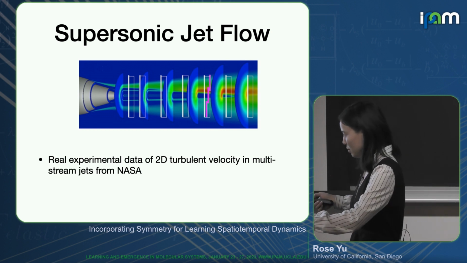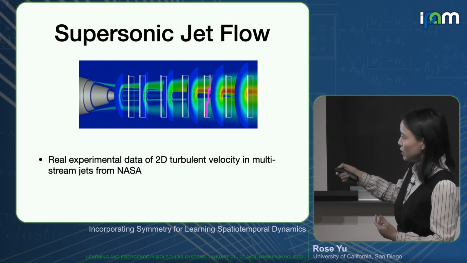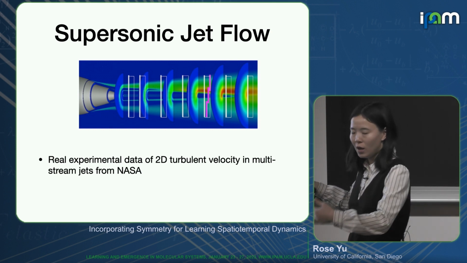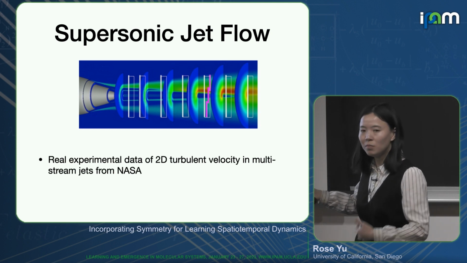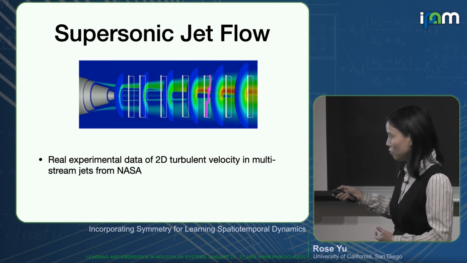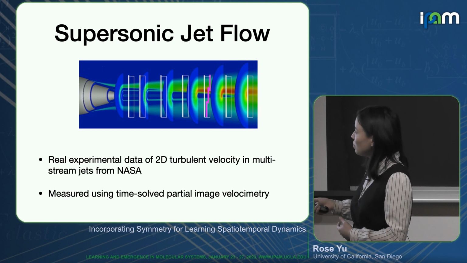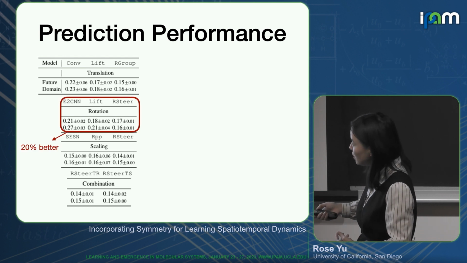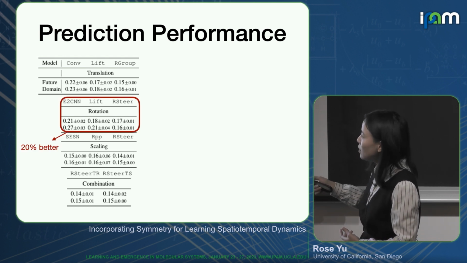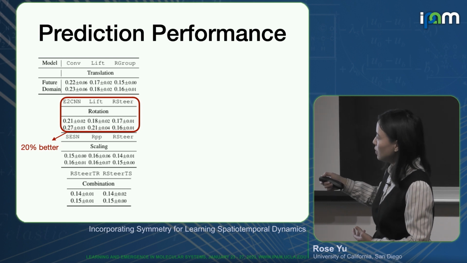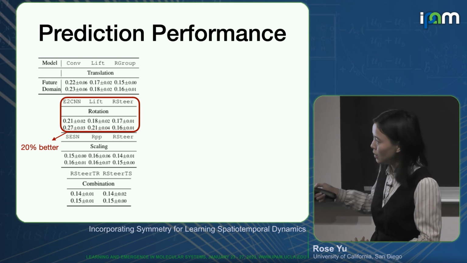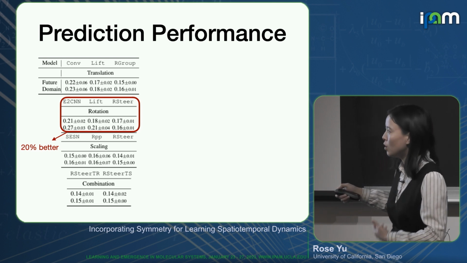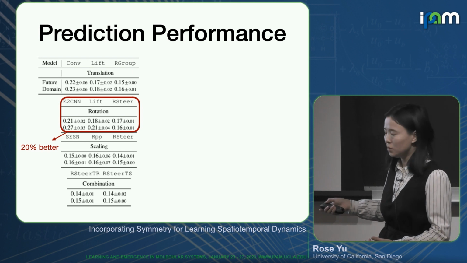It's captured using a camera. We wanted to predict the future flow because they don't have a good equation near the nozzle, so they really don't know how the turbulence will evolve at the next timestamp, but they want a model that can learn from this data. So we apply our method to this data set to forecast the turbulence. Just looking at the rotation, if we use the relaxed equivariant network, it is 20% better than the strictly equivariant network, which is not surprising because real-world data is never perfectly symmetric.